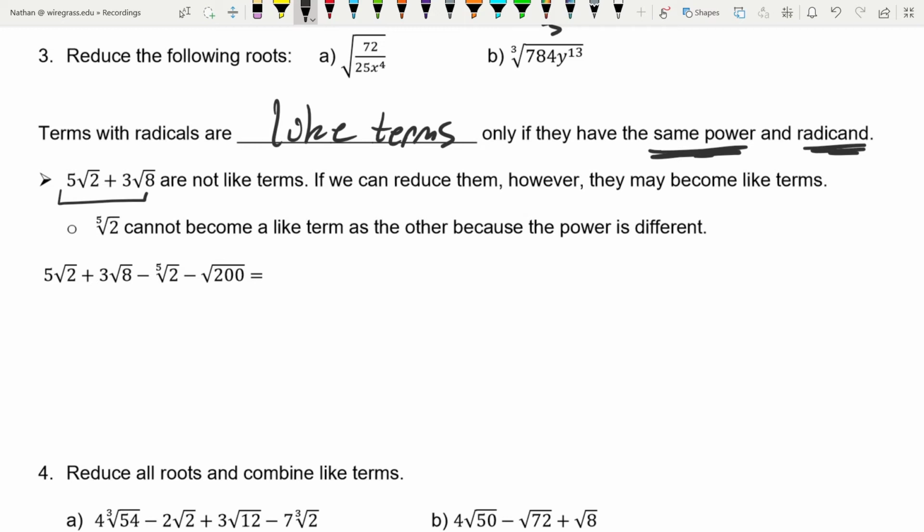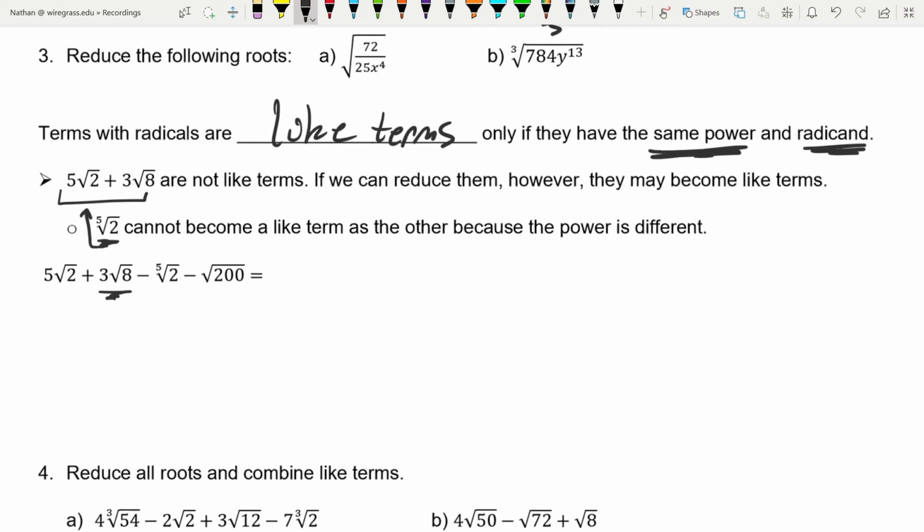But if we can reduce them down to be the same thing, because I've shown you before that when you reduce it, the radicand changes, the inside bit changes. If they can be reduced to the same thing, then they are like terms. Of course, the 5th root of 2 can never be like terms with these because it has a power of 5 instead of a power of 2. Okay, let's try it out.